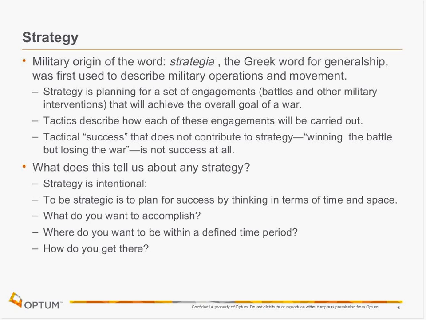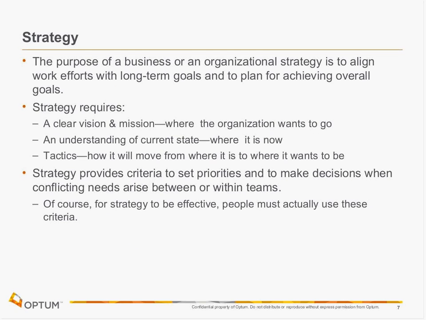The origins of strategy tell us about what it means to be strategic. It means to be intentional. It means to think about and plan for success in terms of both time and space. And if you want to act strategically, you always have to be asking yourself, what do I want to accomplish? When do I want to get it accomplished? Why? And how do I do it? How do I move from point A to point Z or X or whatever? Those three questions will keep coming up.